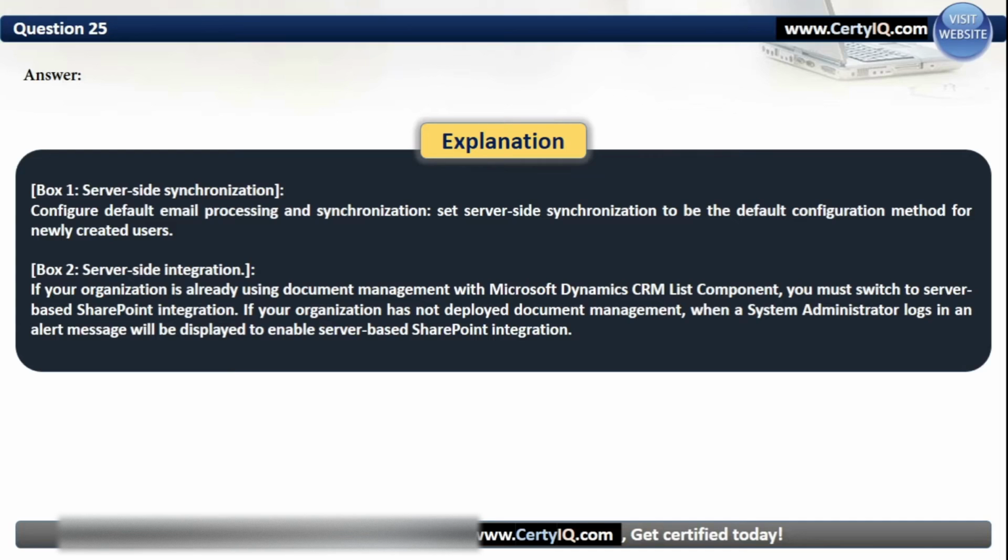About box 1, configure default email processing and synchronization. Set server-side synchronization to be the default configuration method for newly created users. About box 2, if your organization is already using document management with Microsoft Dynamics CRM list component, you must switch to server-based SharePoint integration. If your organization has not deployed document management, when a system administrator logs in, an alert message will be displayed to enable server-based SharePoint integration.